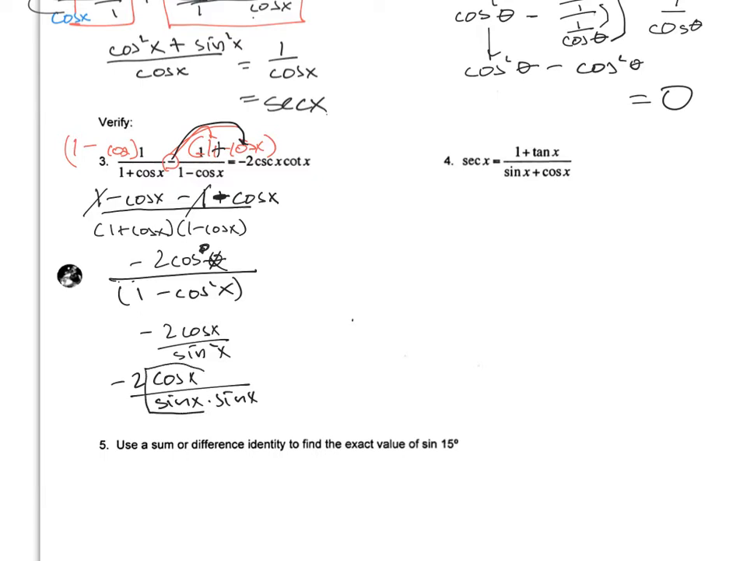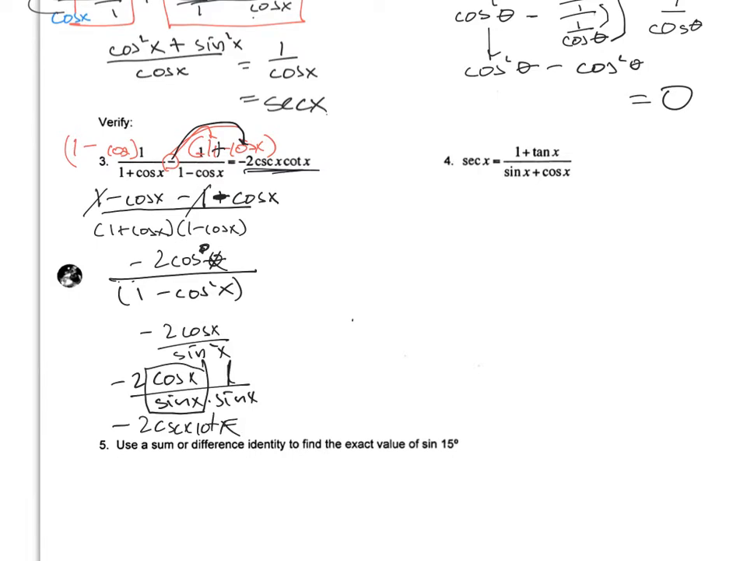This is where cotangent comes from. 1 over sine is cosecant. That's exactly what we're trying to get to. So we essentially have negative 2 cosecant cotangent. So we have exactly what we're supposed to get.